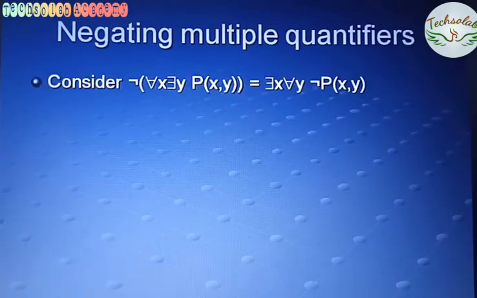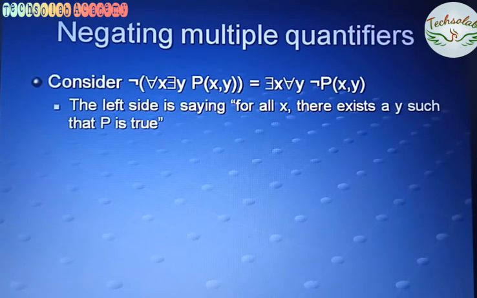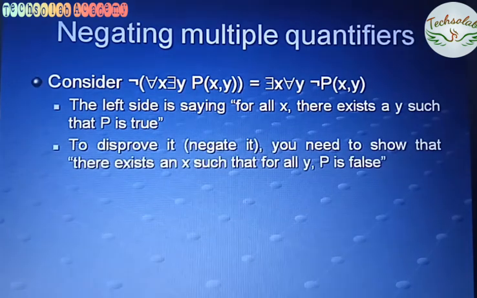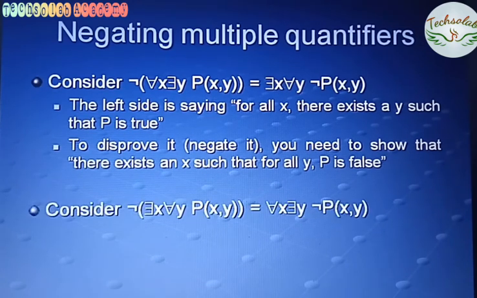So negating multiple quantifiers: consider not for all x there exists y P(x, y), which means there exists x for all y not P(x, y). The left side is saying for all x there exists y such that P is true, where P is our predicate function. To disprove it, you negate it: you need to show that there is an x such that for all y, P is false.